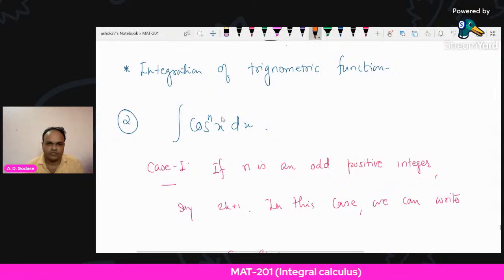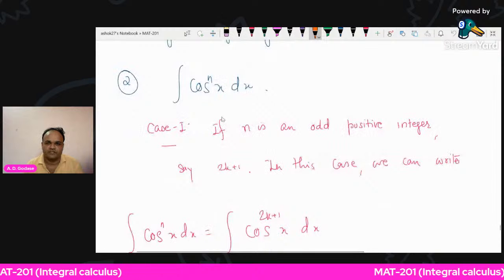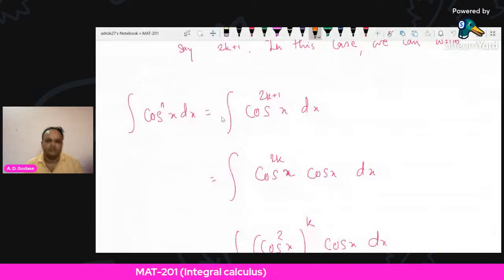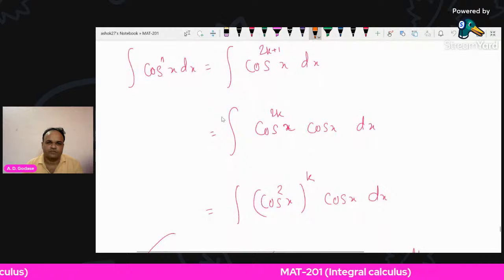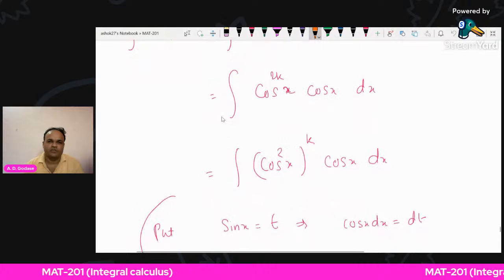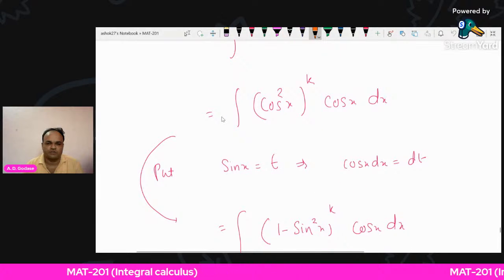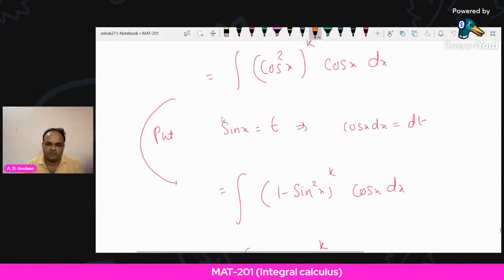So case 1, if n is an odd positive integer, say suppose it is 2k plus 1. In this case we can write integration of cos raised to n x dx as cos raised to 2k plus 1 x dx. You can write this as cos raised to 2k x into cos x dx. So cos raised to 2k x, you can write as cos square x its power k into cos x. If you put cos square x equal to 1 minus sin square x, it becomes integration of 1 minus sin square x its power k into cos x dx.